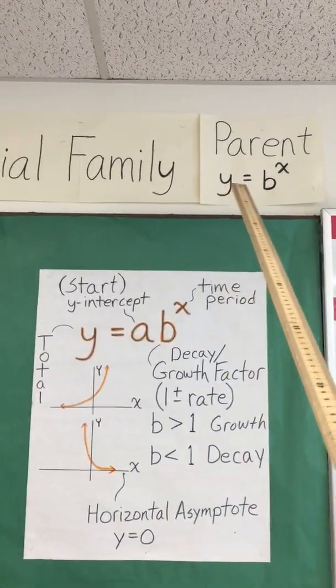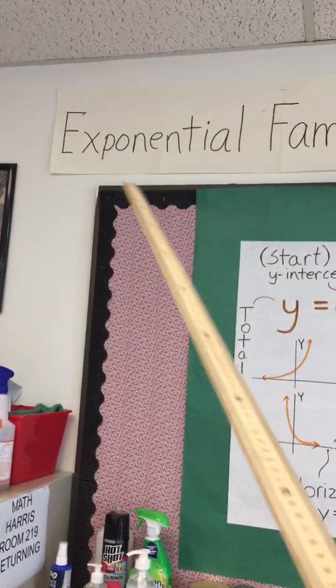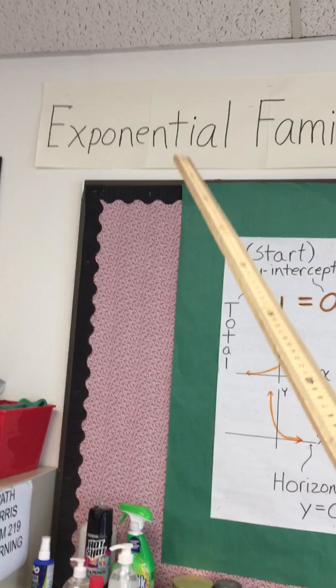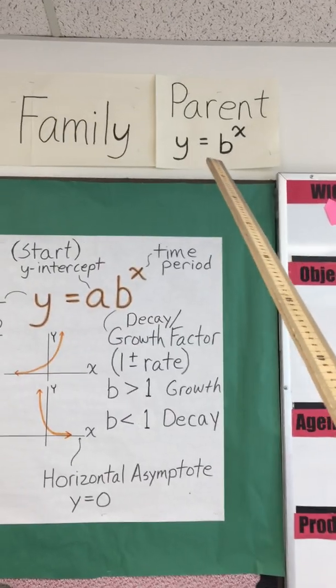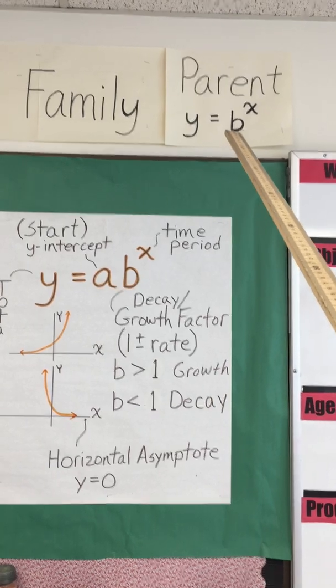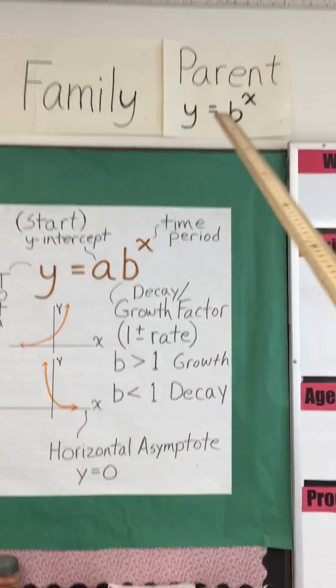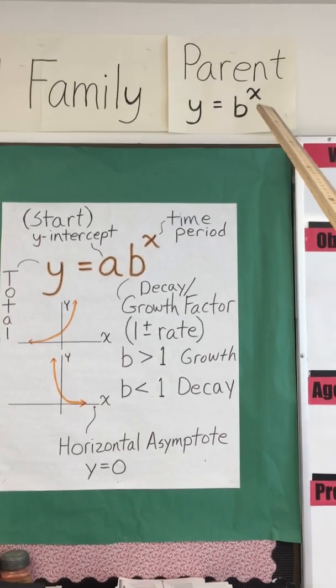The parent function is y equals b to the x. Now how do you know that these are called exponential? Now remember, an exponent is that small number raised up high. Look over here. When we had linear equations, it was y equals x, and x was to the first power. In quadratics, it was y equals x squared, and x was to the second power.